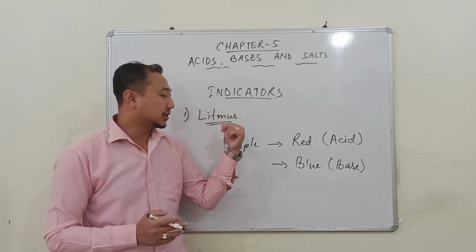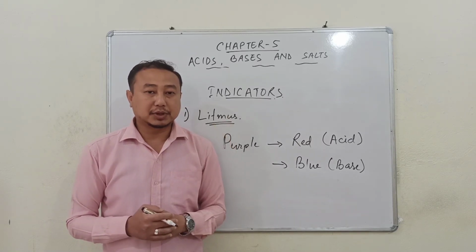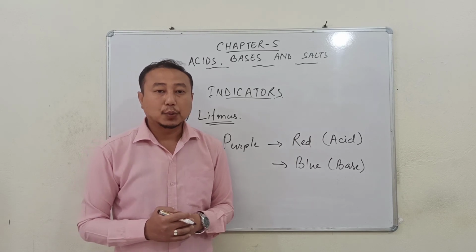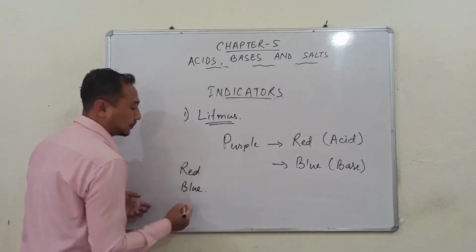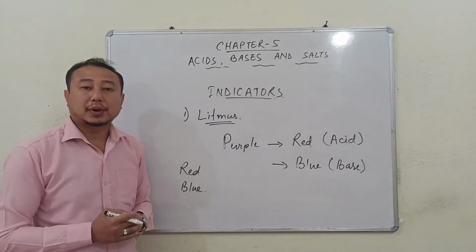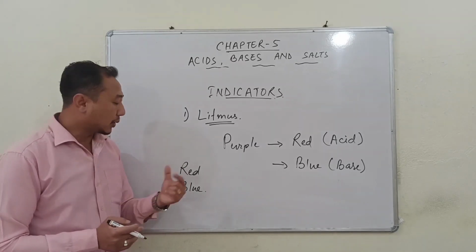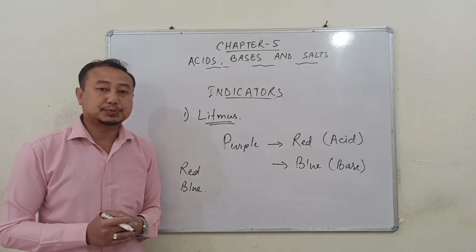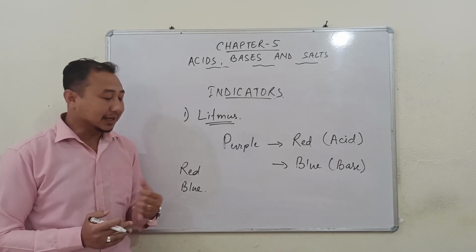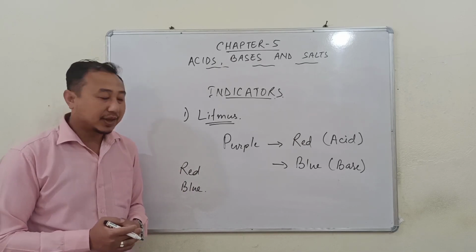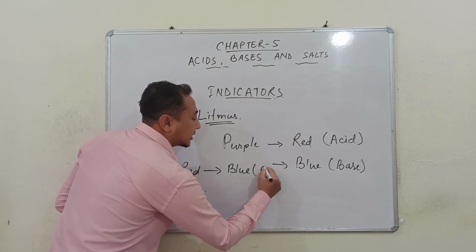Another form of litmus is the paper strip. In the paper strip, there are two different colors of litmus that we can obtain from the market. One is red in color. Another one is blue in color. When we dip the red litmus paper in the solution of the given sample, if the sample is acidic, then there will be no change in the color of the red litmus paper. But if the substance provided to us is basic, and we dip the red litmus paper in it, then the color of the red litmus paper will change into blue.